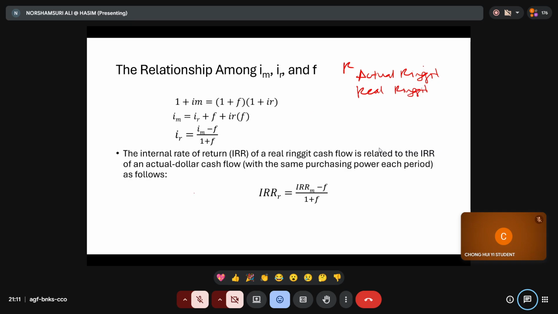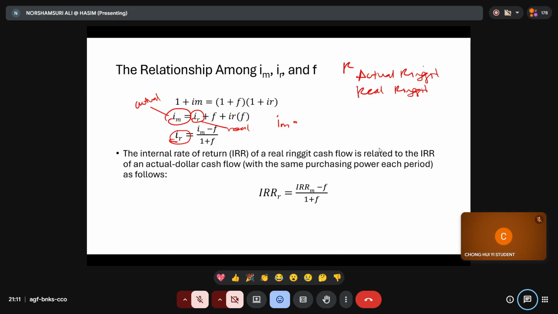This IM is the actual one, and then IR is referred to the real one. So if you want to get the actual interest, I actual or I market here, you have to use this formula. Or you can also use the real value, and then you can use the formula to get the real interest rate.